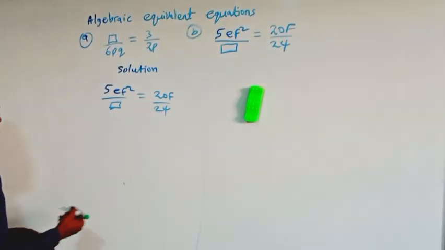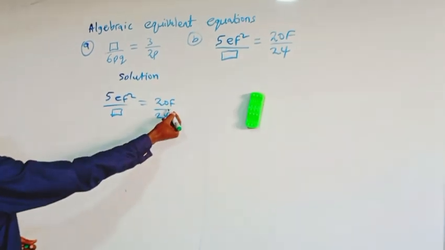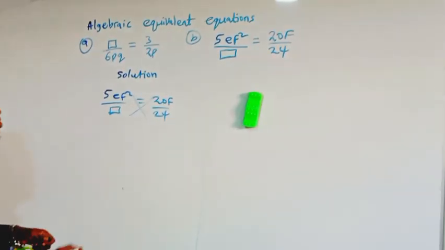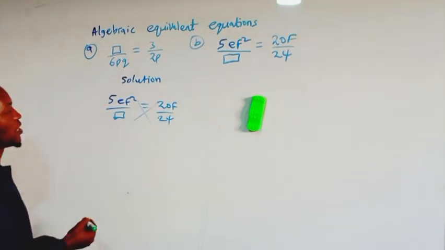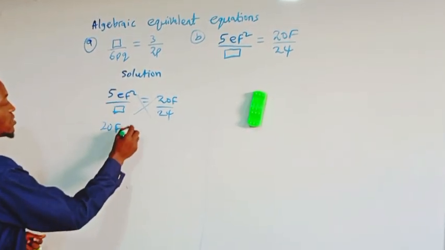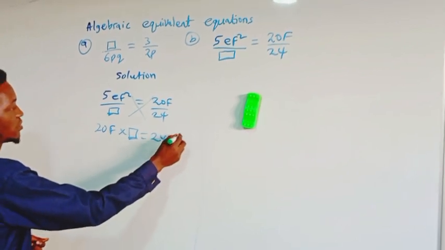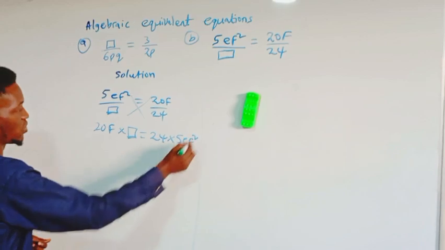Right, so one line at the left hand side, one line at the right hand side. It means what? Cross multiplication, which I'm going to do. If I cross multiply, I'm going to have 20f times this symbol is equal to 24 times 5ef squared.